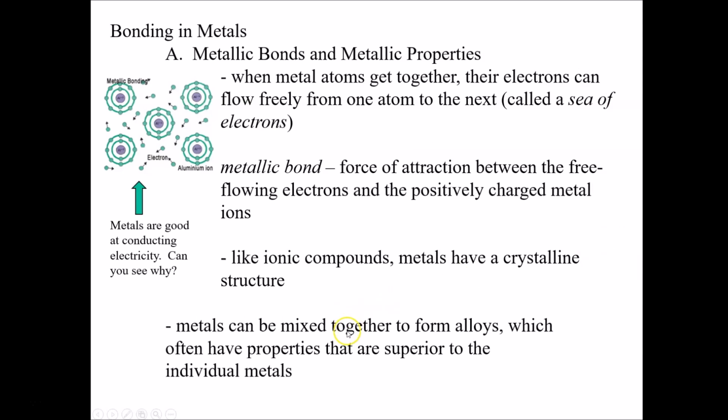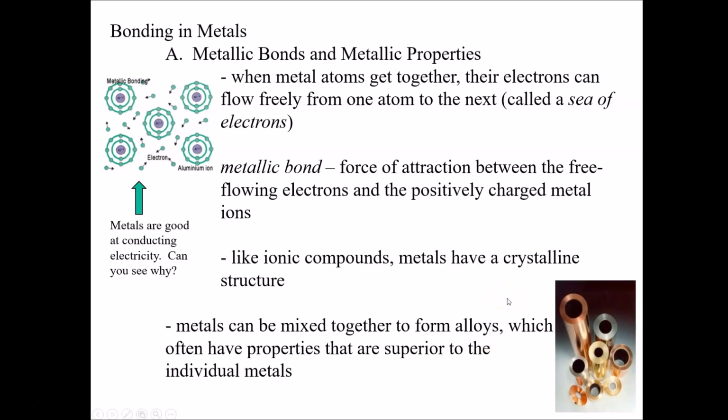And you can mix metals together. They would be forming alloys. Like, for instance, brass is an alloy, right? It's copper and zinc. Or you can mix carbon and iron together, and that's how you make steel, right? Those are alloys. So two different metals that are mixed together.